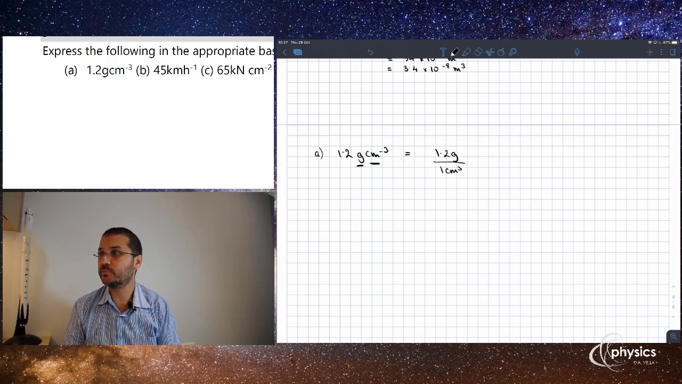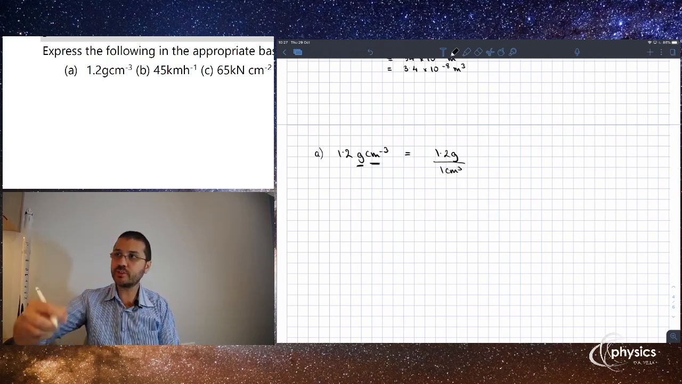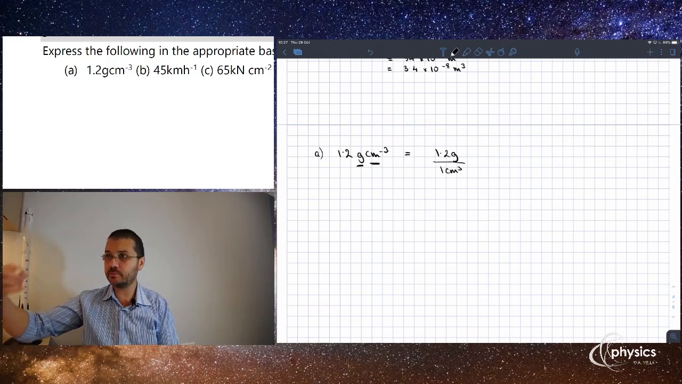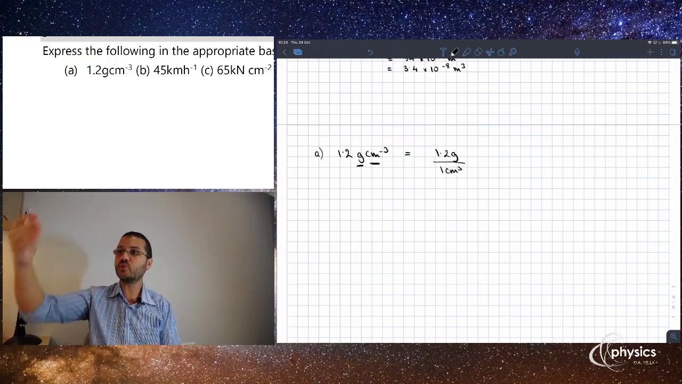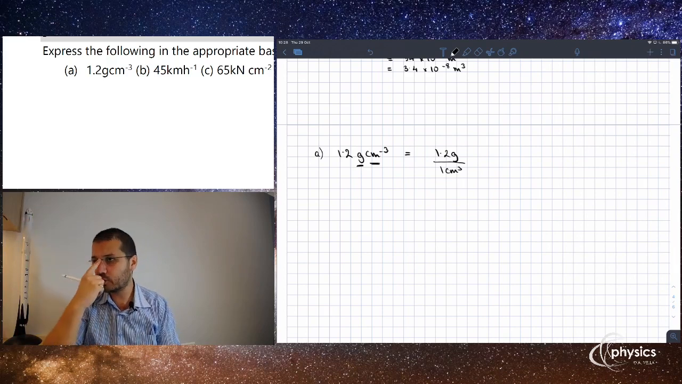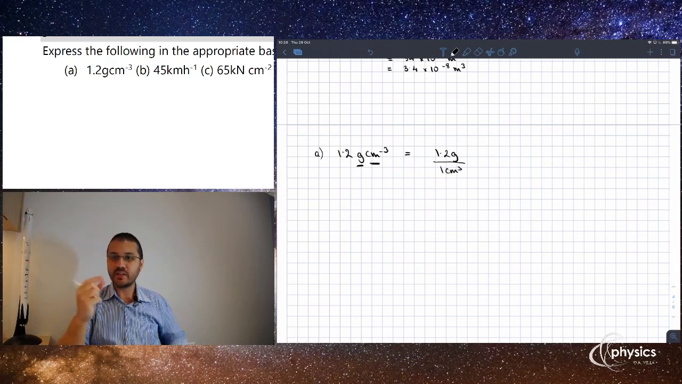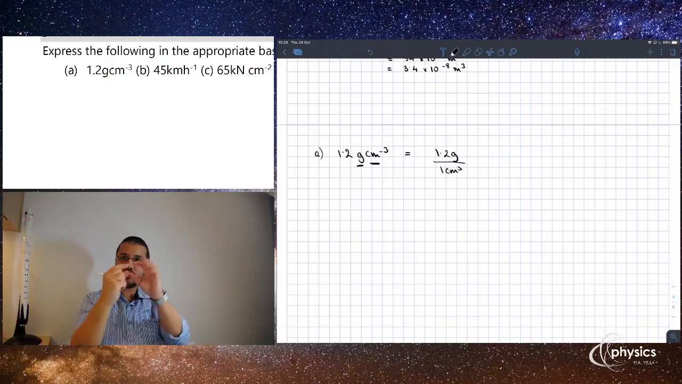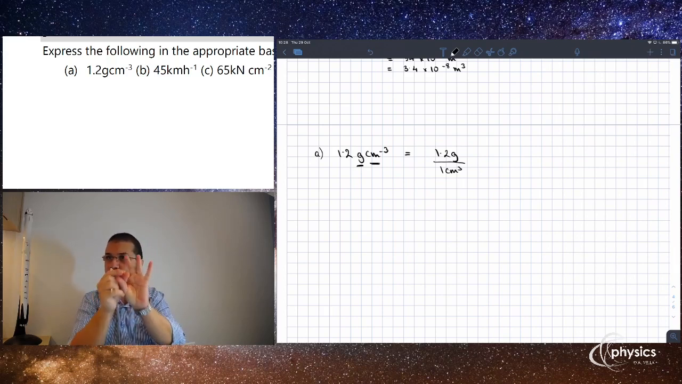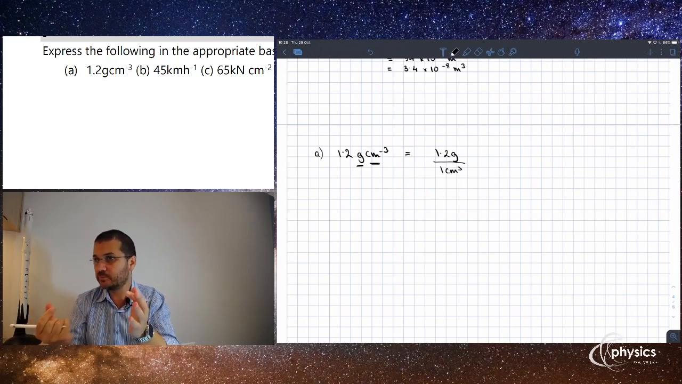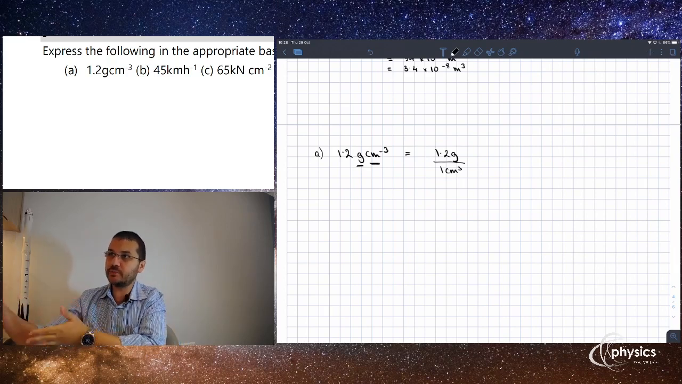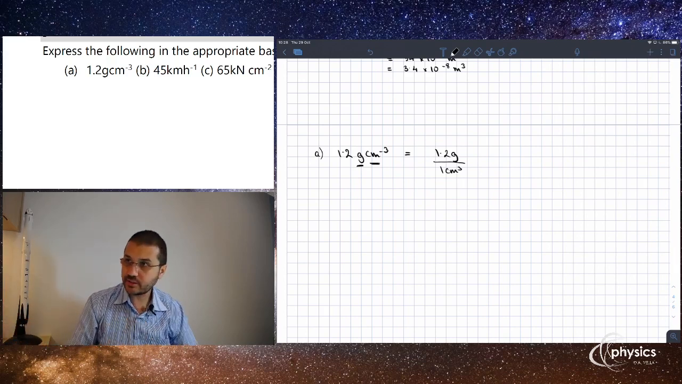So when you have 1.2 grams per centimeter cubed, it means that it is 1.2 grams all over 1 centimeter cubed, because what we're saying here is that a volume of 1 centimeter cubed, so a box of 1 centimeter by 1 centimeter by 1 centimeter of this material, has a mass of 1.2 grams. Alright, 1.2 grams per centimeter cubed.